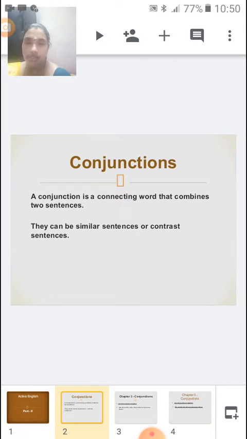A conjunction is a connecting word that combines two sentences. They can be similar or contrast sentences. So conjunction is nothing but combining two different sentences with a connecting word. That particular connecting word is called a conjunction.